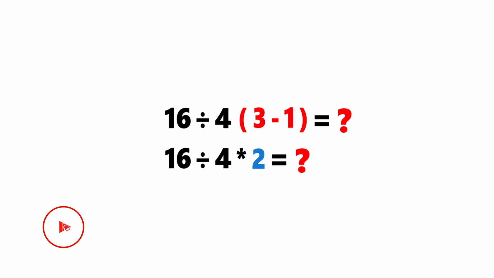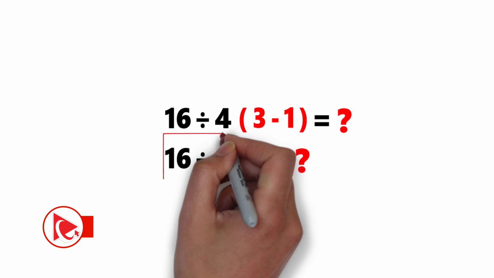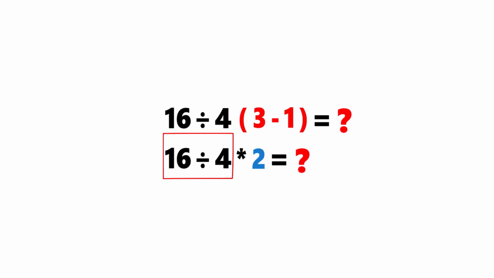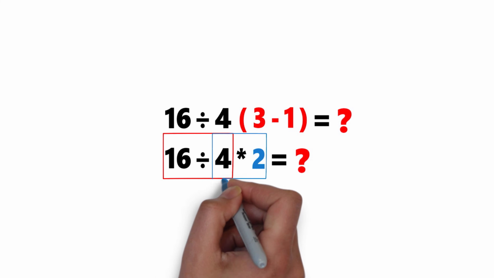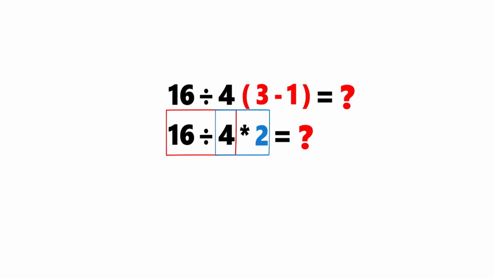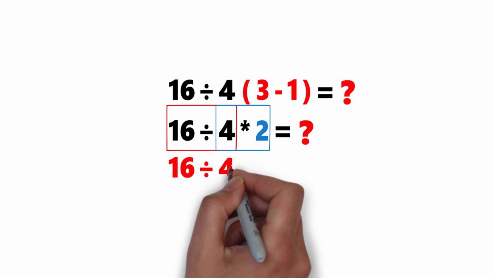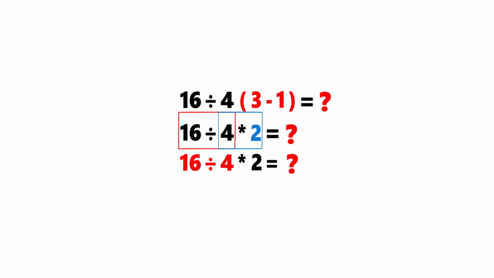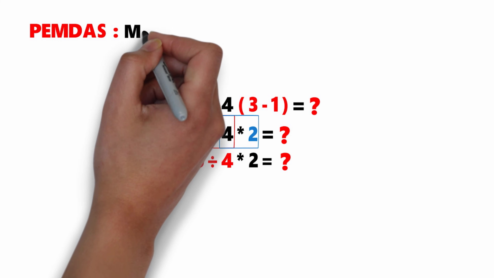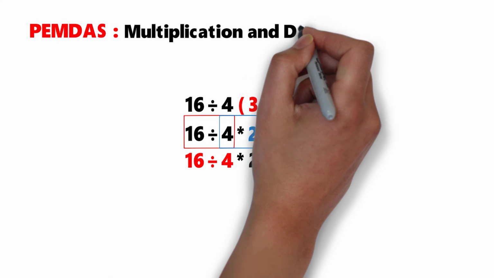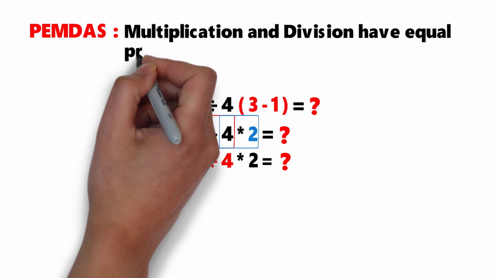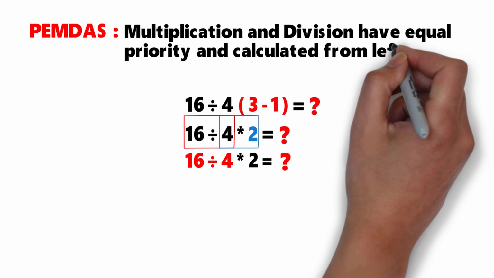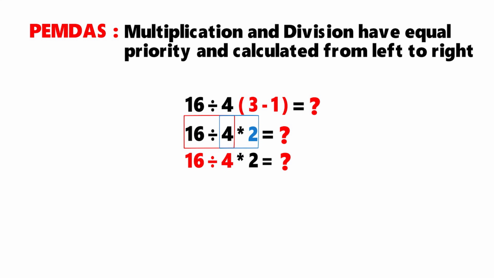The question is, what are we going to do next? We have a choice of dividing 16 by 4 or multiplying 4 by 2. And the correct answer here is that we need to divide 16 by 4 as a second step. What PEMDAS doesn't mention is that multiplication and division have equal priority and are calculated from left to right. And this is exactly the case for our expression.